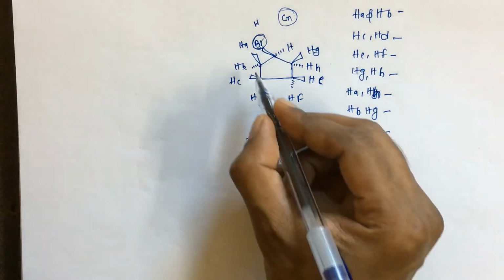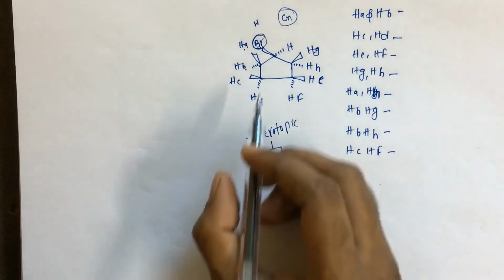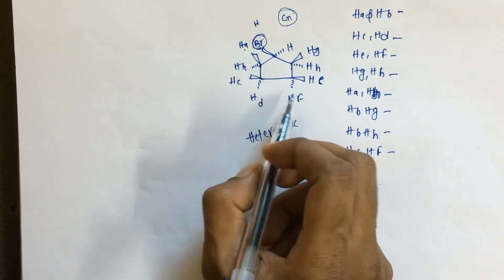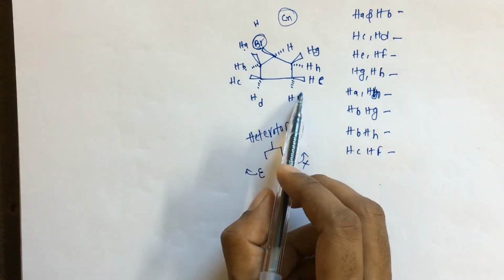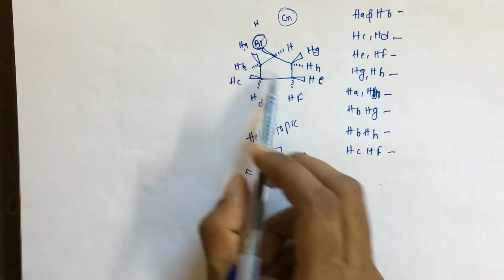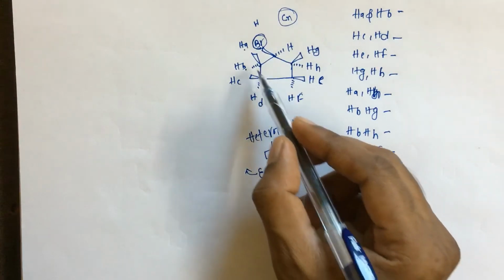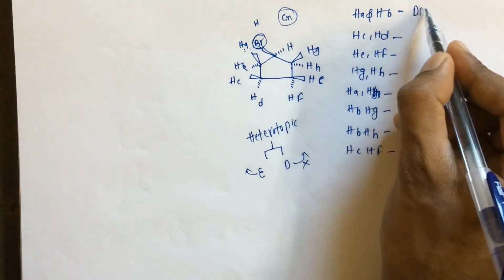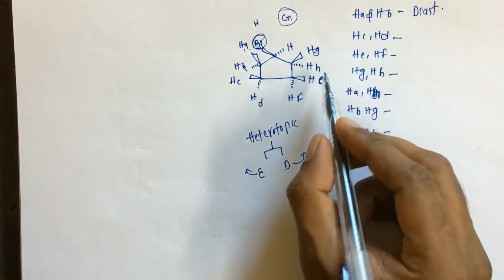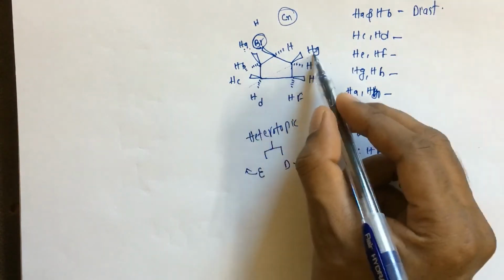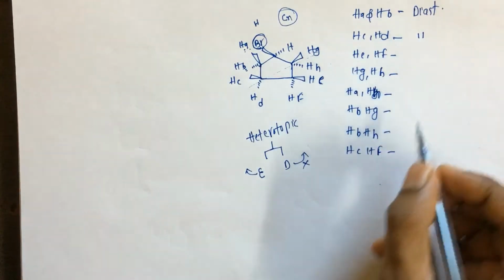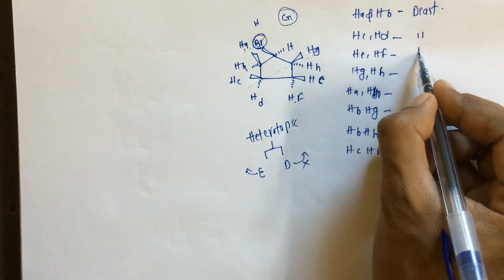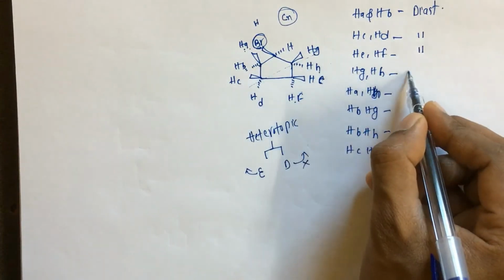So now here we have Ha and Hb. Do you think we can apply some symmetry element here? Here we cannot apply any kind of symmetry. We can draw a plane, but it cannot be the same. So for Ha and Hb we cannot apply any symmetry, that's why these two are diastereotopic. And the same for Hc and Hd, we can't do anything, so these are diastereotopic. Similarly, HF and He are also diastereotopic, and Hg, HF also diastereotopic.